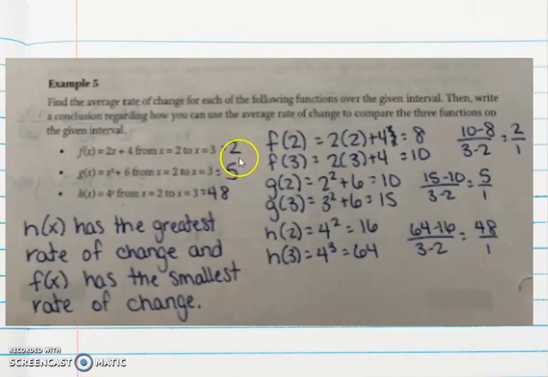After I got each of my rates of change for my 3 functions, I was then able to look and analyze what that means. So when I look at the values, h of x has the greatest rate of change and f of x has the smallest rate of change.